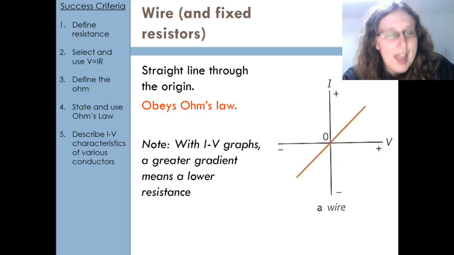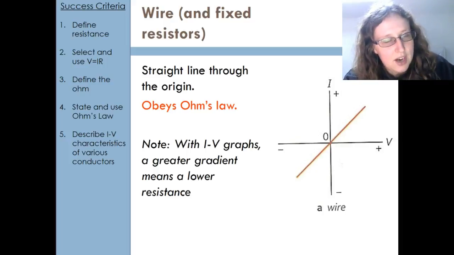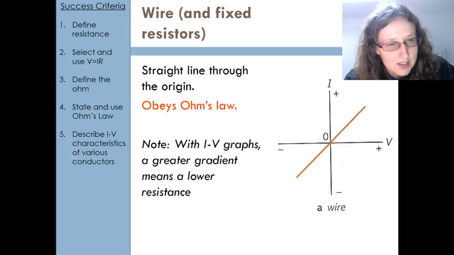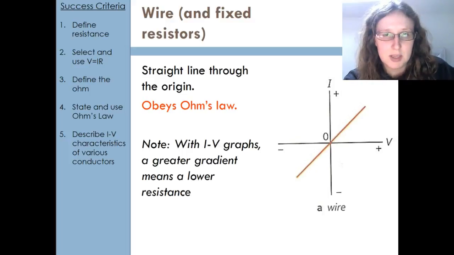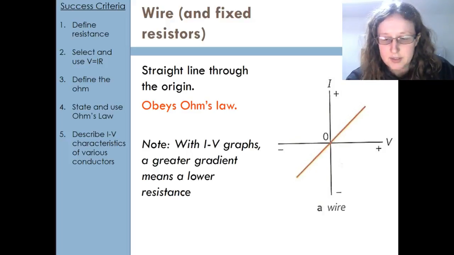Now, I have plotted here an IV graph, not V against I. So the gradient of this graph is actually 1 over the resistance. So that means a larger gradient means a smaller resistance. So just bear that in mind whenever you're talking about these graphs, and just get used to the idea. It will always be an IV characteristic.